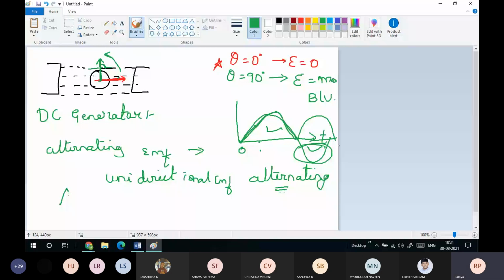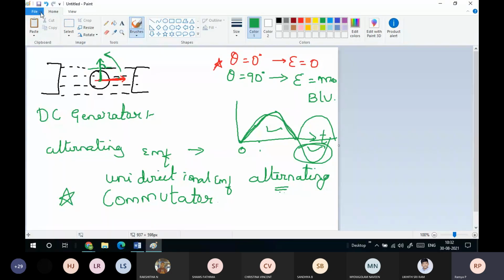What is the purpose of using a commutator? If I ask you, you should know. In a DC generator, whatever EMF I'm getting is completely alternating in nature. Hence, if I want to convert alternating EMF to a DC EMF or unidirectional EMF, I'm going to use a commutator. How this commutator works, I will tell you. Getting my point? Okay, so these are some of the terminologies that you should remember in the DC generator.